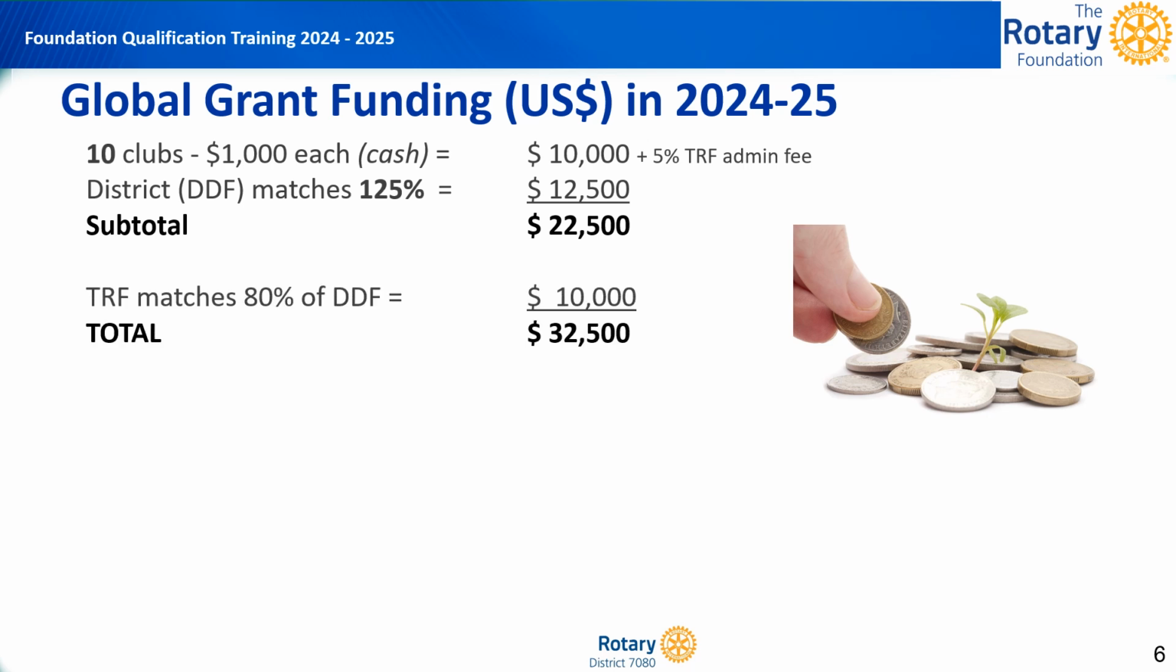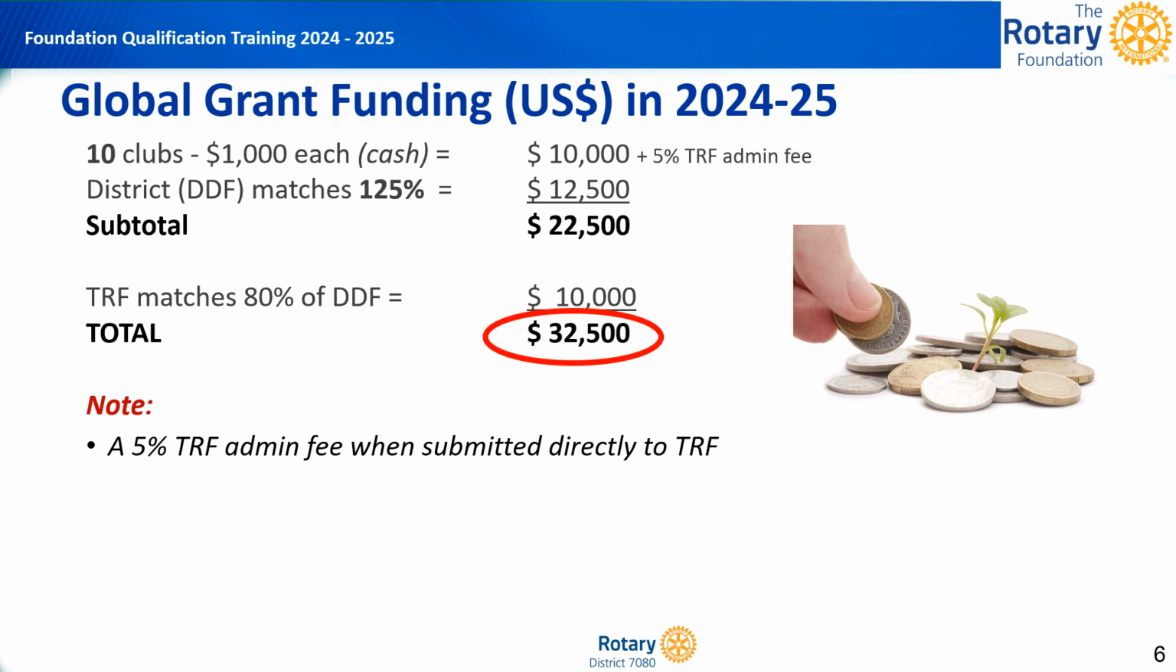Rotary Foundation World Fund will provide an 80% match for all DDF contributions, which will add an additional $10,000, making the total available funding for the project $32,500 US. It's important to note that a 5% contribution to pay for processing and administrative expenses should be added to all cash contributions that are sent directly to the Rotary Foundation. This does not apply to DDF contributions.